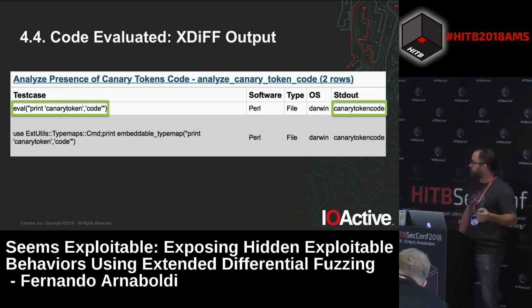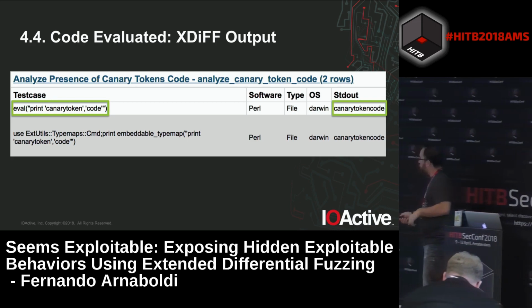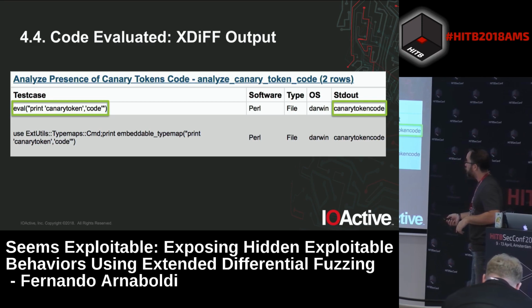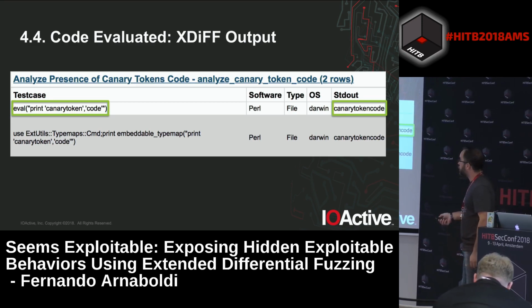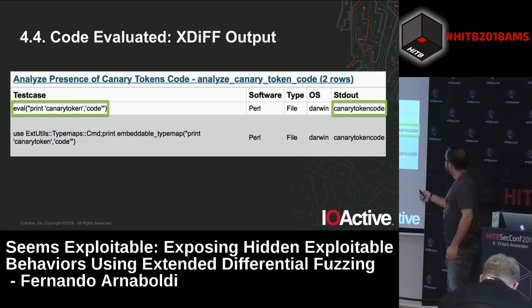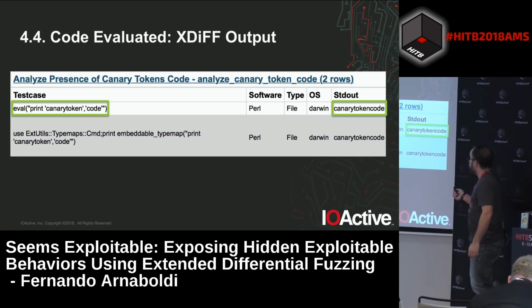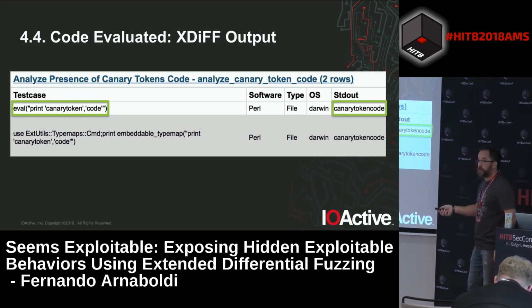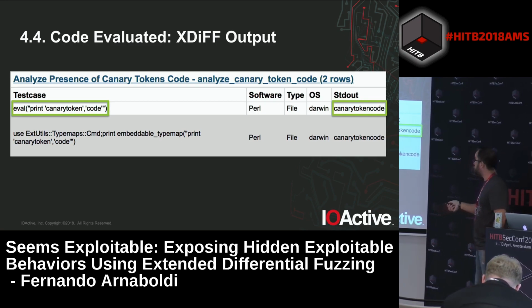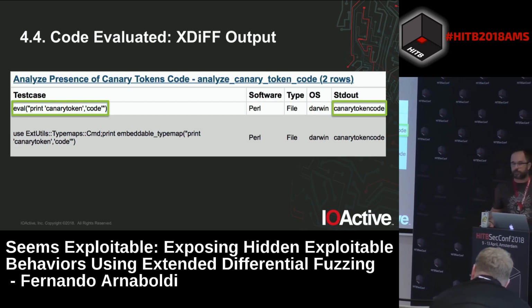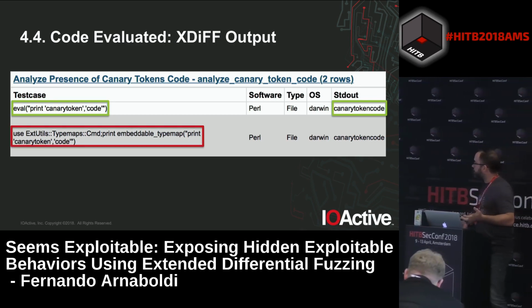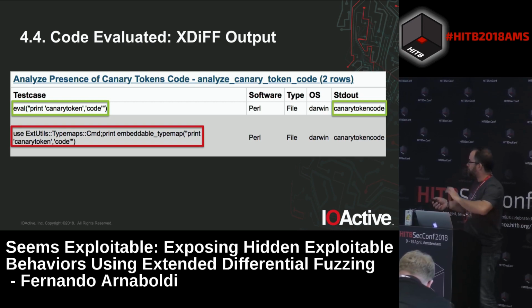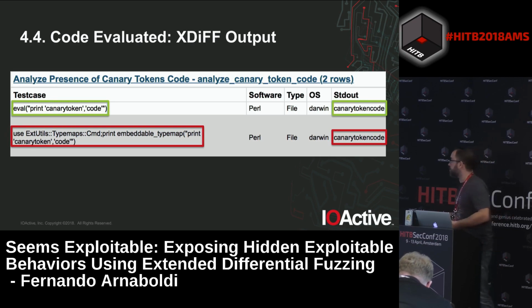In here, I'm introducing, the first line shows that I'm executing eval to print these two strings, canary token and code. And if I see the string canary token code in here, I'm going to print it in the analysis of canary token codes. This means that the code has been evaluated. This is expected. All programming languages have evaluation functions to evaluate code. However, the embeddable type map in this weird function of Perl probably shouldn't be evaluating code, because that's not what it does. It shouldn't be doing that, at least, I believe.